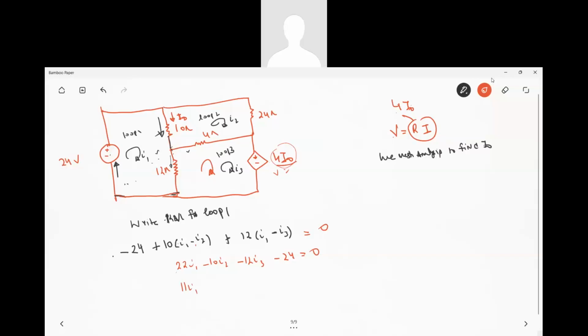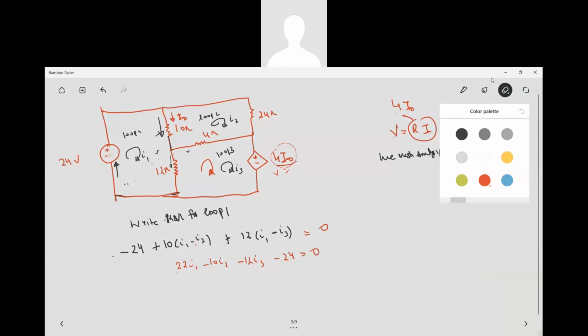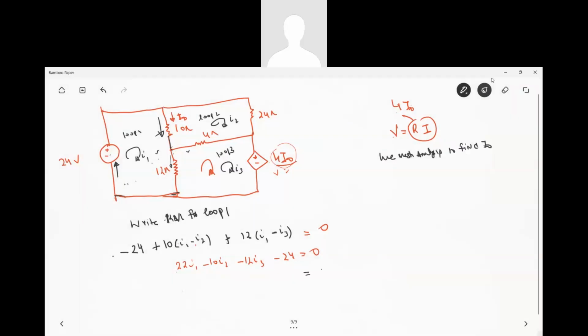You need not take anything common. You are getting my point. You keep it as it is because we have a calculator. So we will not take something common and all. Just write here, we have a calculator now. This is 24. You just write this 22 I1 minus 10 I2 minus 12 I3 as it is. So this is your equation 1. You need three equations to get these values. What about your equation 2?